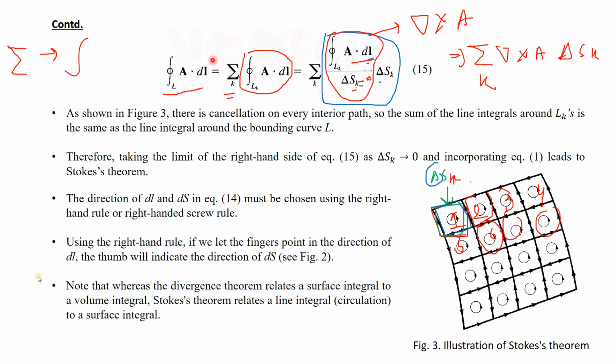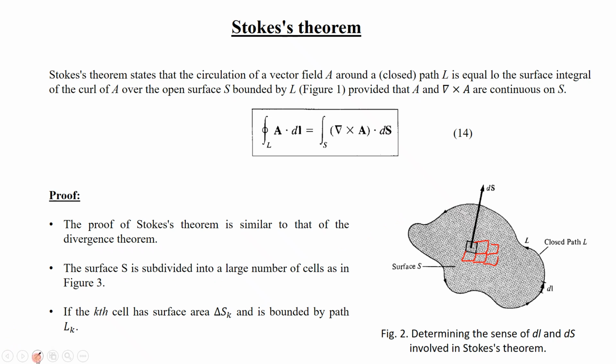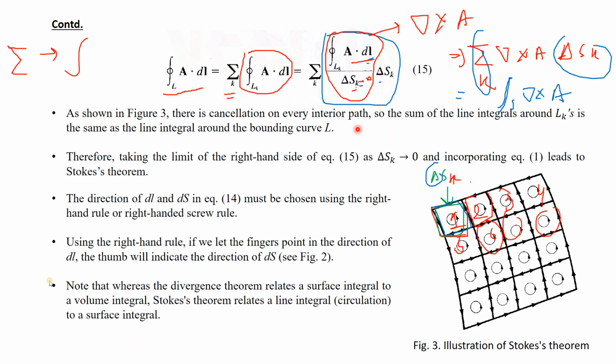Okay, so we have seen that we can convert a particular summation into an integration. So here also we are converting this summation into an integration. What integration? Surface integration, because it is a surface integral. So hence we can prove that the closed line integral of any vector can be transformed into the surface integral of the curl of that vector, by using this procedure.